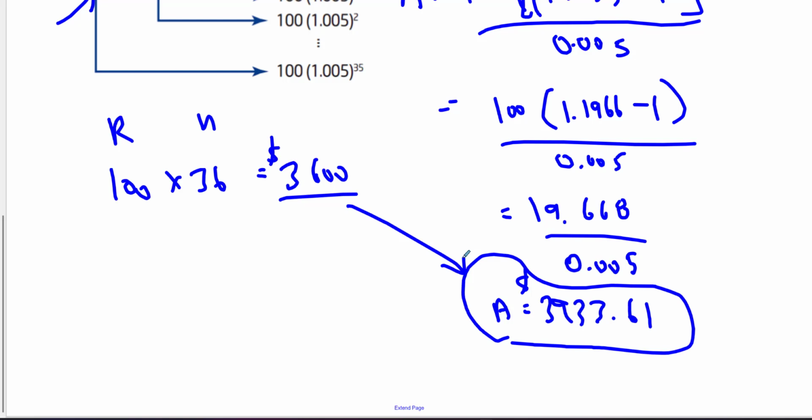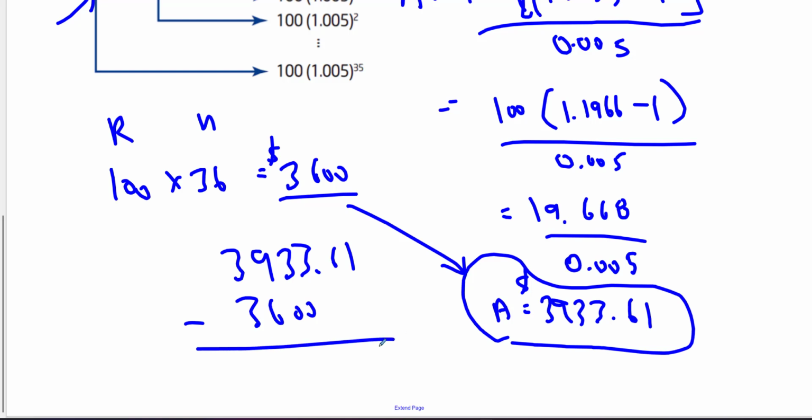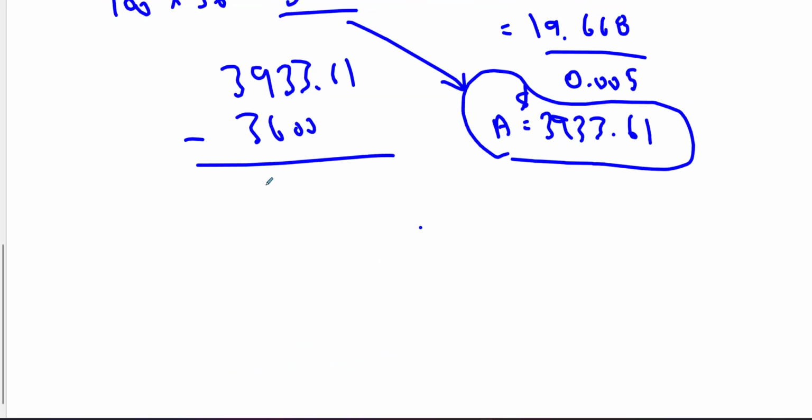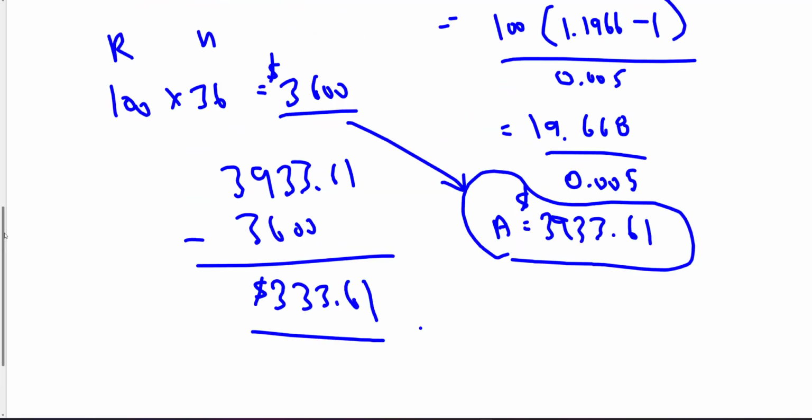But in terms of the interest that I, quote unquote, made, you just have to subtract these two values. And now you'll see exactly how much money the bank gave you. So they gave you $333.61. That's how much interest you made.